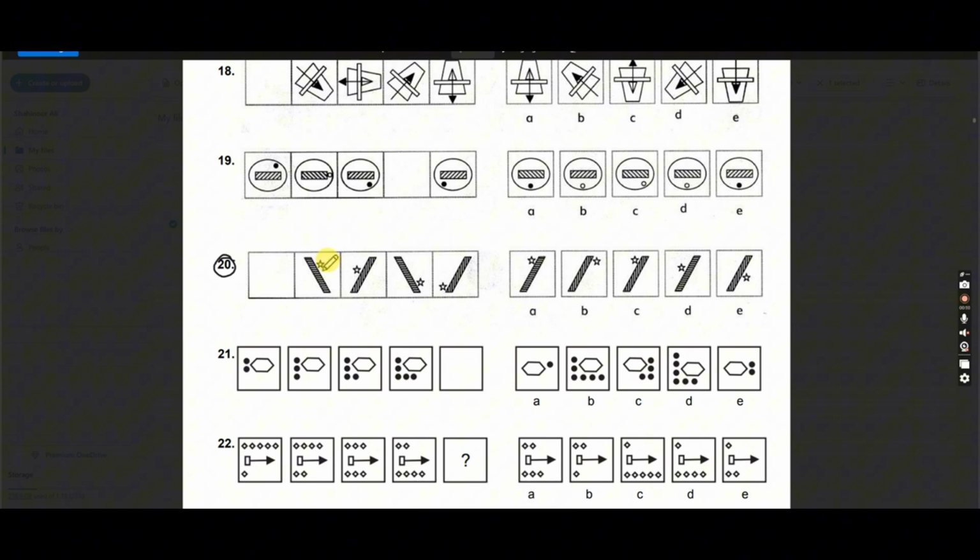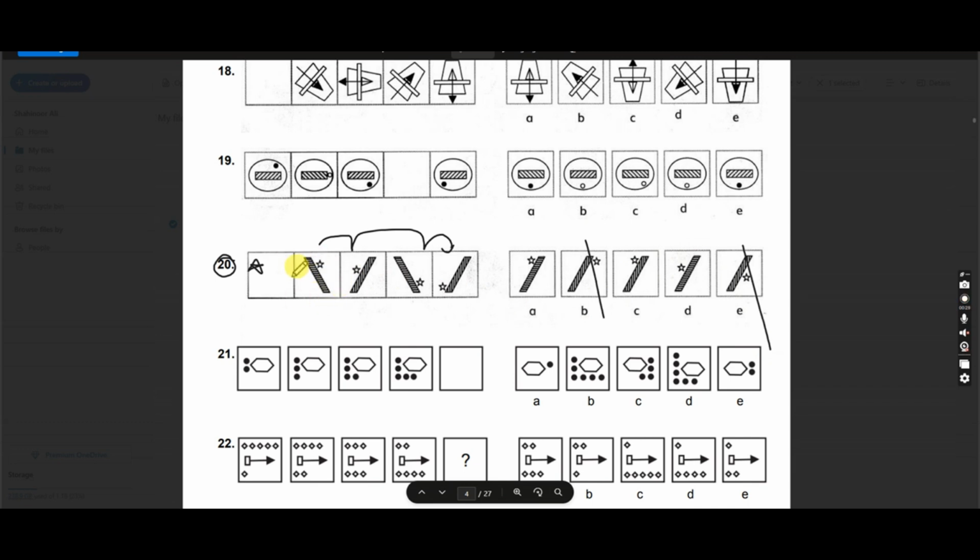So the star, you can see 1, 2, 3, right? Look at the changes. Star's always going from the right side to the left side to the right side to the left side. So what side should it be over here? It should obviously be on the left side. Okay, draw that right in. You can see it can't be option B or option E for that case.